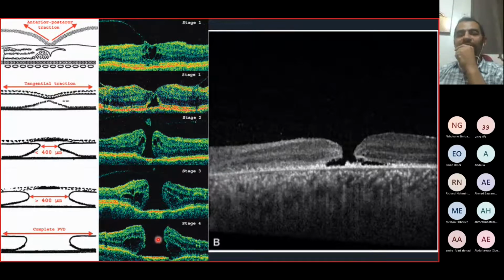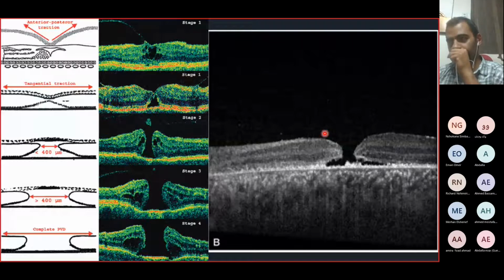Recently, we changed that. Rather than peeling the ILM, we do what we call an inverted ILM flap. We remove the ILM, but we don't remove it completely. We remove this part of the ILM and we fold it over itself, so it will give a scaffold for the retinal tissue to grow back again.